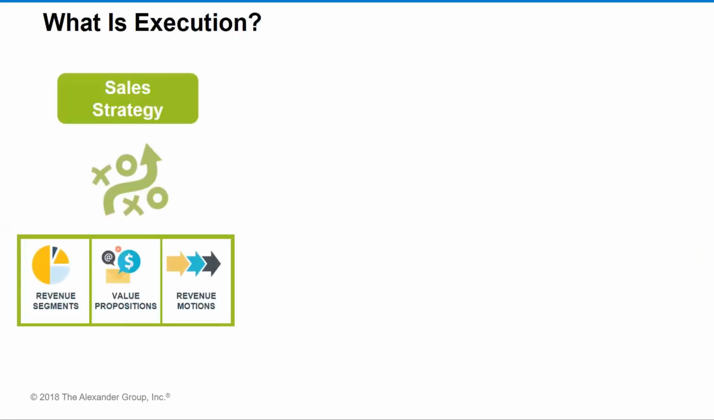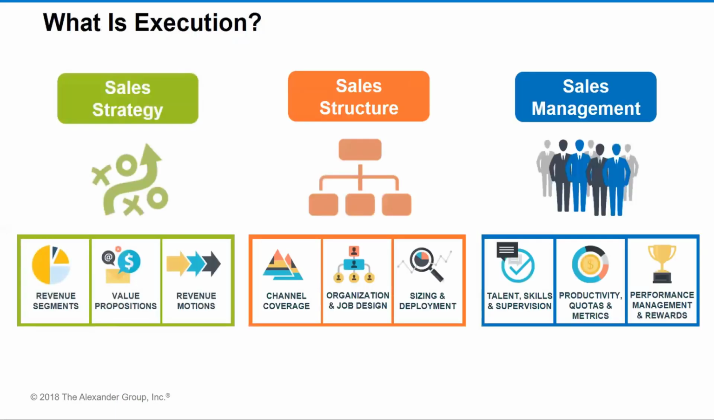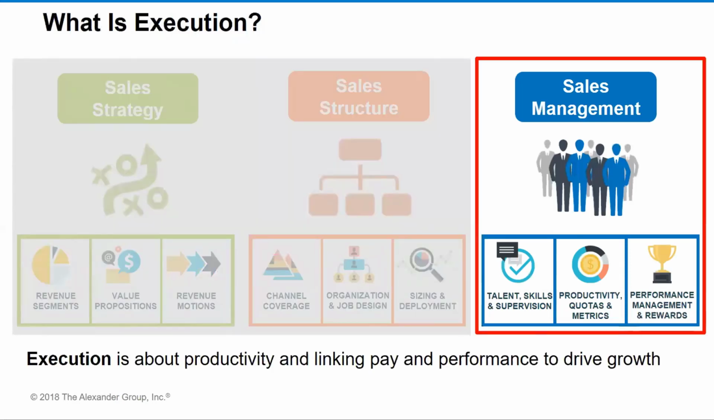You might be familiar with Alexander Group's revenue growth model, which is a framework that encapsulates the functions of the revenue organization. The framework is broken into 9 pillars aligned to 3 key areas: sales strategy, sales structure, and sales management. When we talk about execution, we are largely referring to the right third of the pillars. Ultimately, execution is about talent, skills, and supervision, productivity, quotas, and metrics tracking, and of course, linking pay and performance to drive growth. To give us a little bit more detail around execution, I'm going to turn it over to my colleague Parker, who's a business analyst with the sales analytics team.